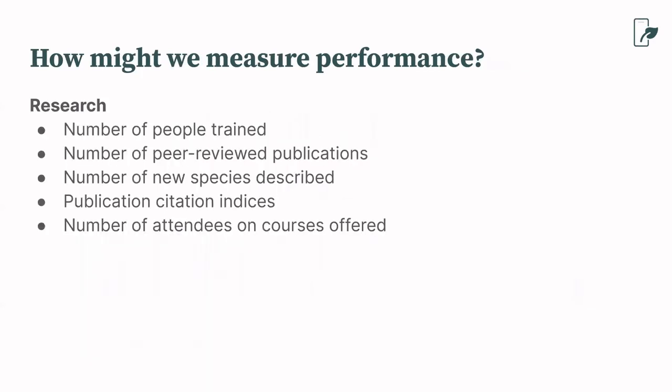And so when it comes to research, some of the things we've already talked about are the number of people that have been trained for a particular protocol or a particular technique. You might look at the number of publications if you're doing a lot of taxonomic or systematic research, the number of species you've described, and things like citation indices that are relevant if you're involved in a lot of publications. And you might even have courses that you offer for people. So you could look at things like the number of attendees as well. And that can be at various educational levels.